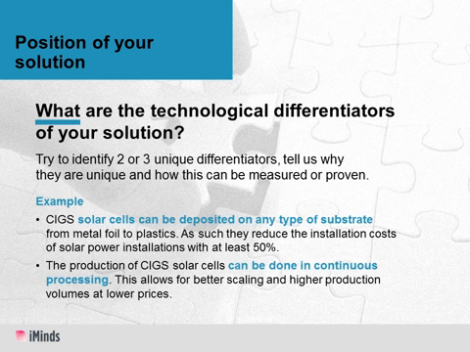Let's have a look again at the example from the solar energy research. Compared to existing technologies, the use of new materials and new production processes has 2 unique differentiators. The solar cells can be deposited on any kind of carrier or substrate, even plastics. They are produced in continuous processing rather than in discrete steps, which allows for higher volume production and lower costs.